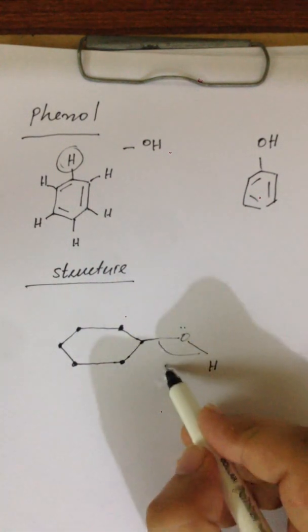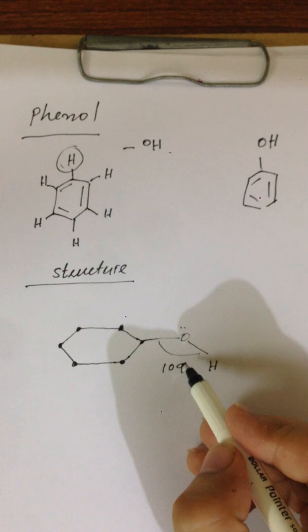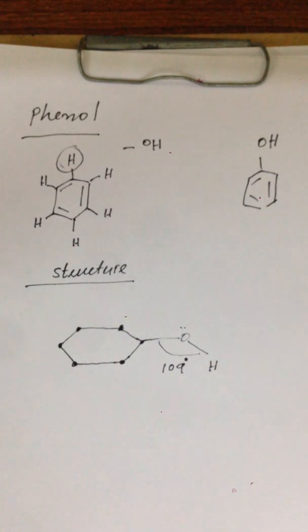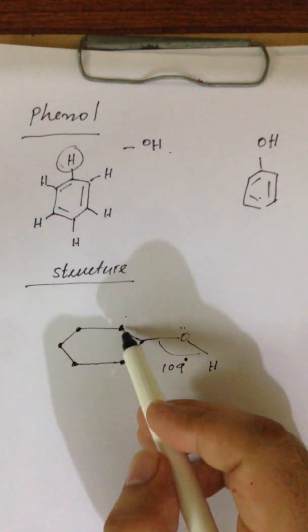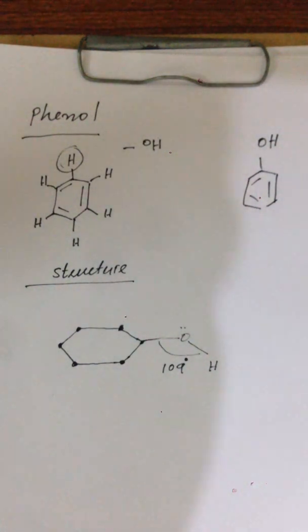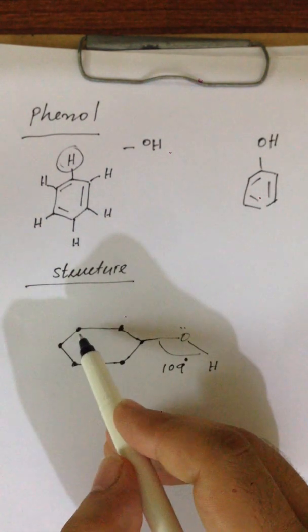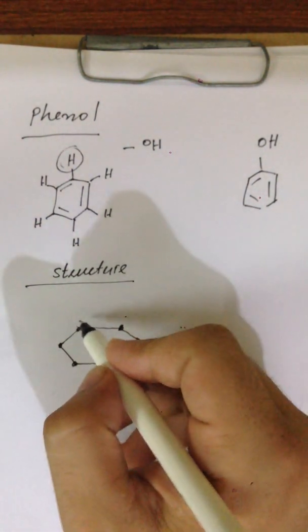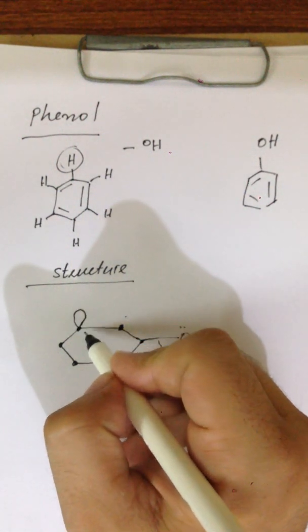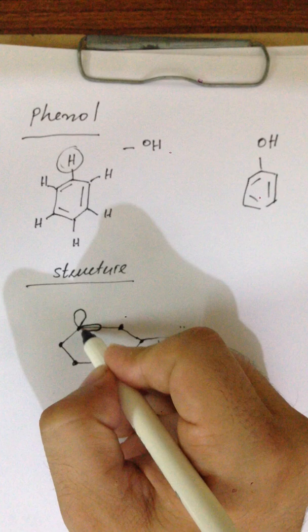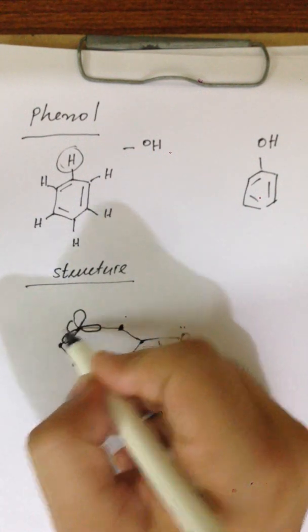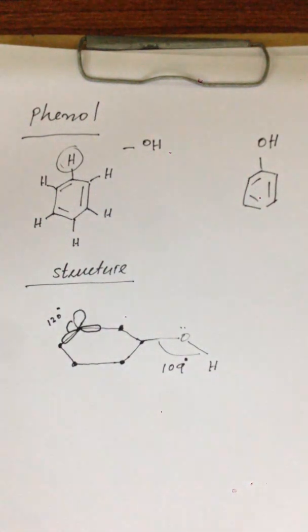This bond angle is 109 degrees. It is almost the same as the tetrahedral angle. In phenol, the 6 carbon atoms are sp2 hybridized. Each of the carbon atoms is sp2 hybridized. And these sp2 hybridized orbitals are arranged at a 120 degrees angle, just like this. This is a 120 degrees angle.